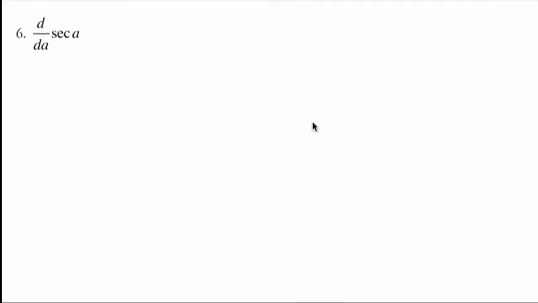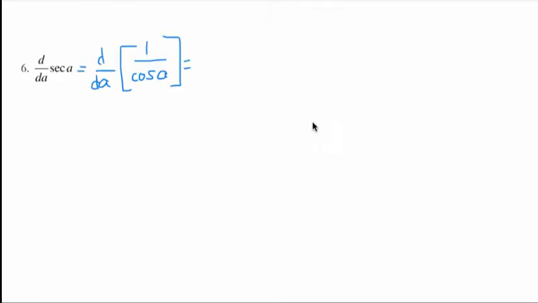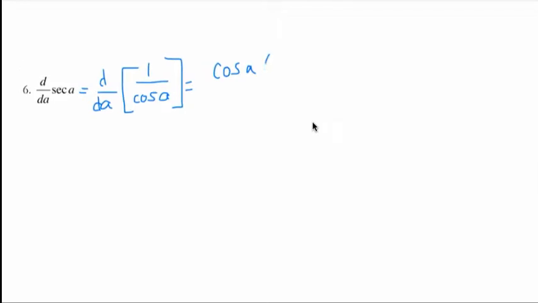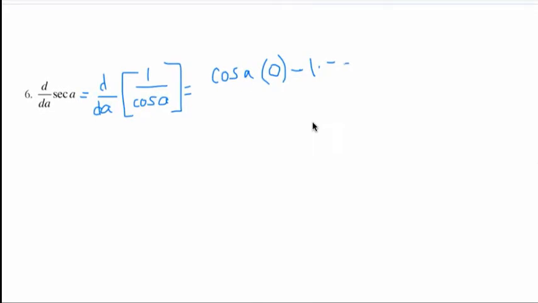Let's do the next one. We want to find the derivative of secant as well. So again, we're going to rewrite secant so that it's a quotient. So we're going to use the quotient rule here. The derivative is going to be the bottom times the derivative of the top. 1 is a constant, so its derivative is 0, minus the top times the derivative of the bottom, over the bottom squared. Let's simplify that.